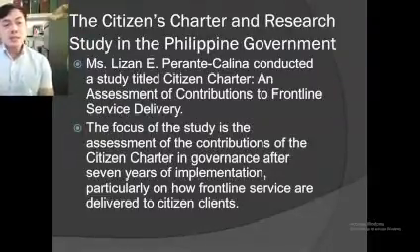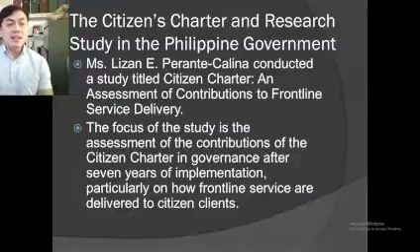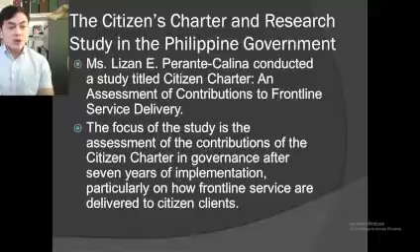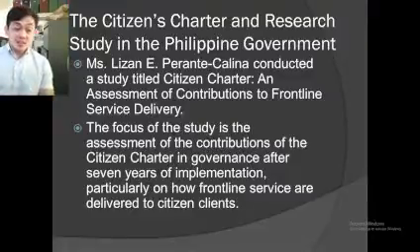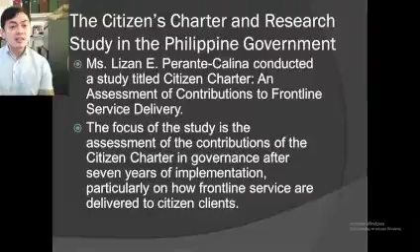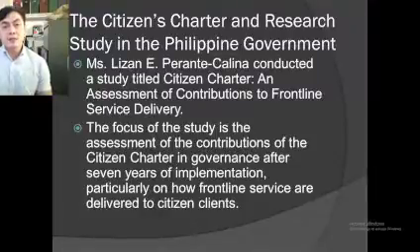During 2017, Ms. Lizan Perante Calina conducted a research. It focused on the assessment of the contribution of the citizens' charters in governance in the past 7 years of implementation, particularly how frontline services are delivered. Since it was enacted in 2007 and the study was conducted in 2015, it was 7 years since the implementation of the citizens charters in our country.